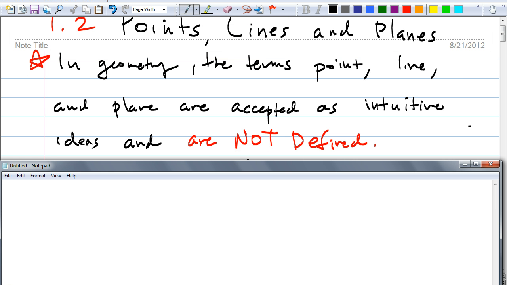Before we move on, so what's a point? Okay, we don't define it, but can somebody describe what a point is? So it's an intuitive idea, right? Something that comes to you naturally. What's a point? How would you describe a point? Sort of hard, isn't it? That's why we don't really define it. What's a point, guys? Point.